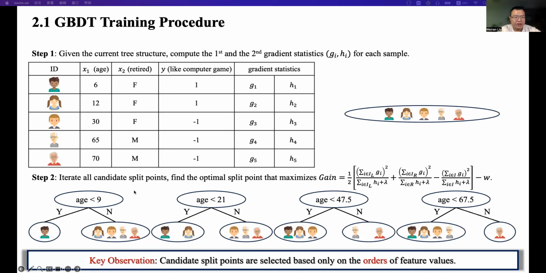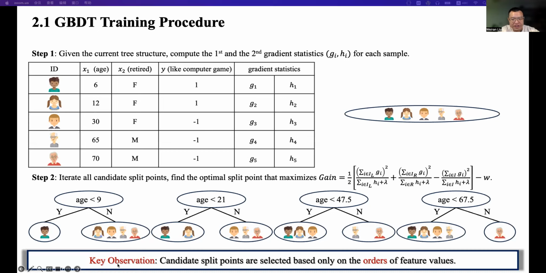Step 2 is to iterate all candidate split points and find the optimal split point that maximizes the gain shown here. We know that GBDT first needs to sort edges and other features before finding candidate split points. In the example, there are 4 candidate split points for edge, where the split condition is the average of its neighboring features. For example, 9 represents that the split point is here, and 9 is the average of 6 and 12.